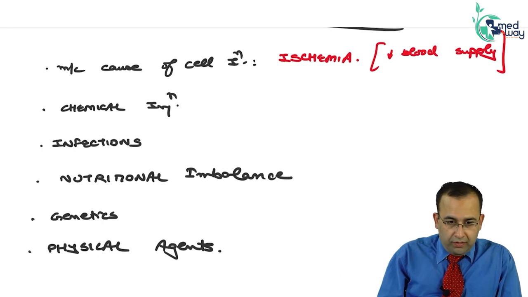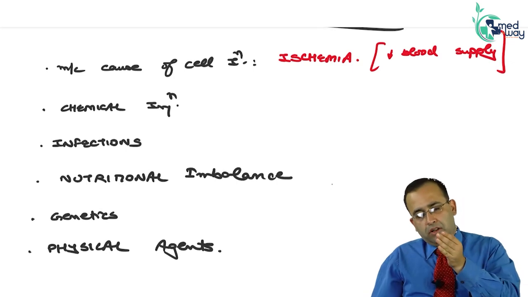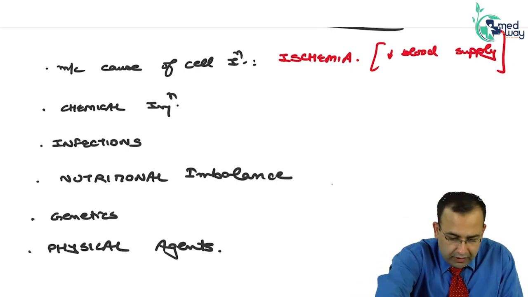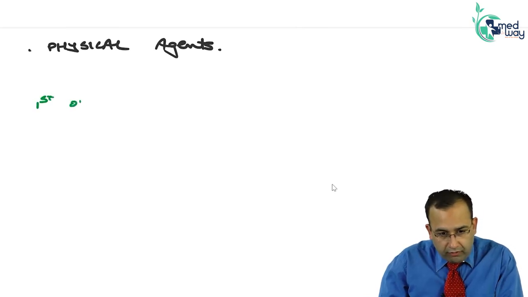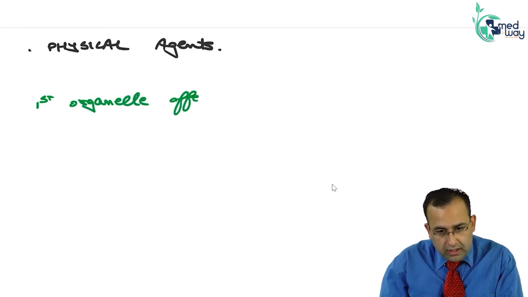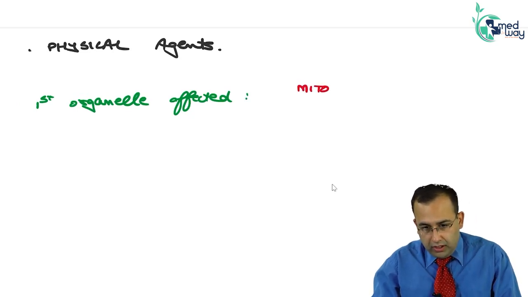Next point. अब cell injury हुई है. Which is the first organelle affected in cell injury? The first organelle affected in cell injury is mitochondria.